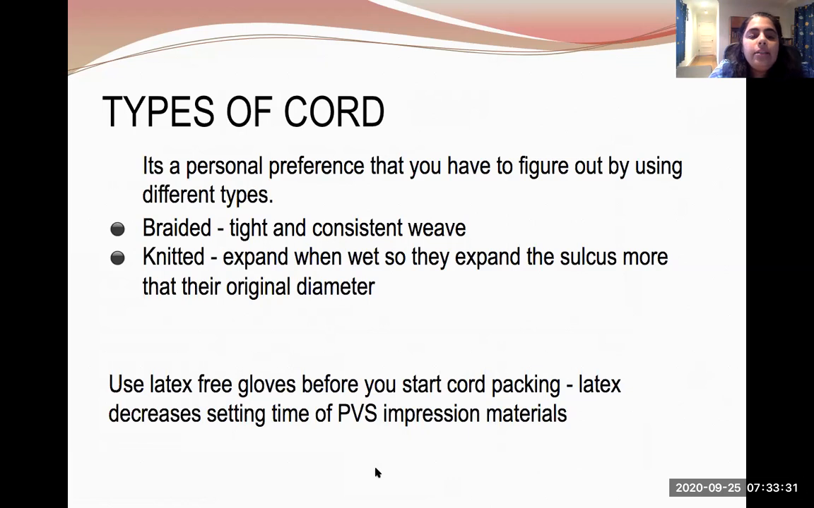So when handling the gingival retraction cord, it is important to remember to use latex-free gloves, because contamination of the cord with latex will have a deleterious effect on the setting of the PVS impression materials. This is important because when the light body material is placed first into the sulcus, if it does not cure completely, it can result in inaccuracies or tearing of the final fine gingival margin within the impression.